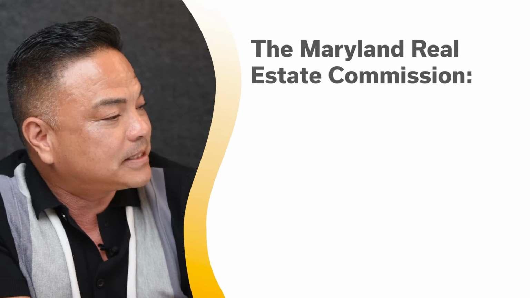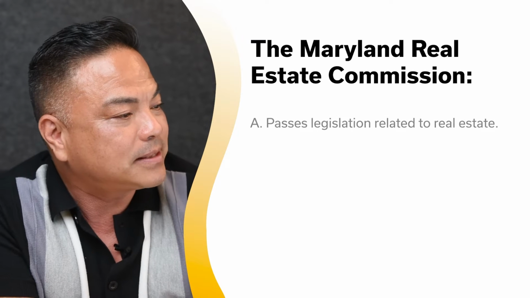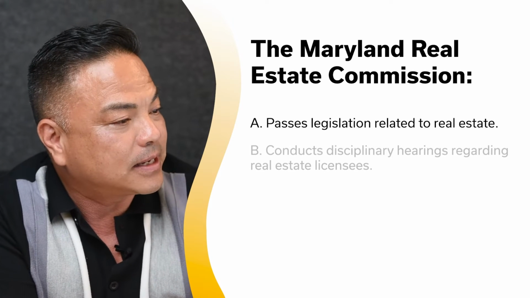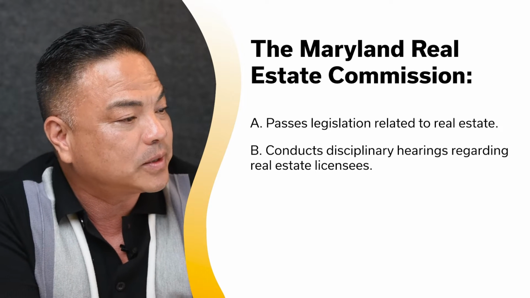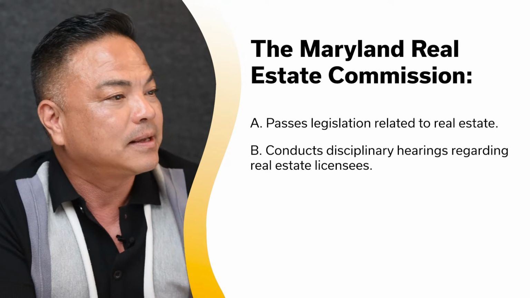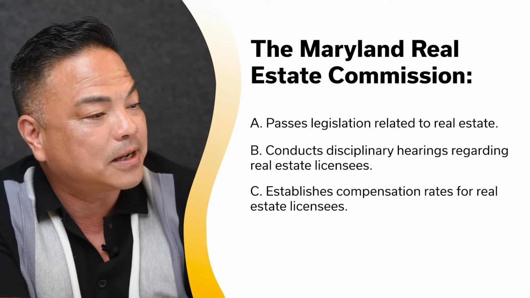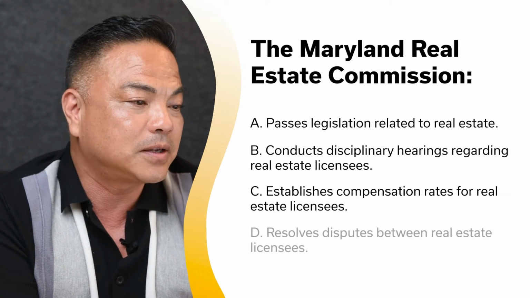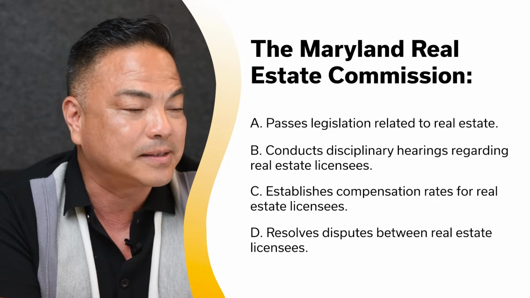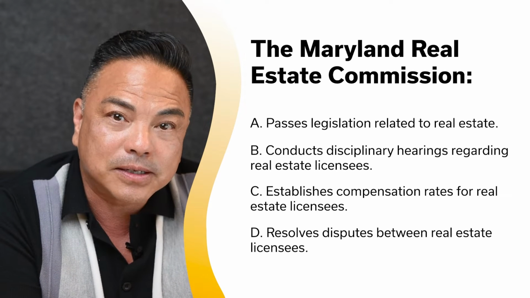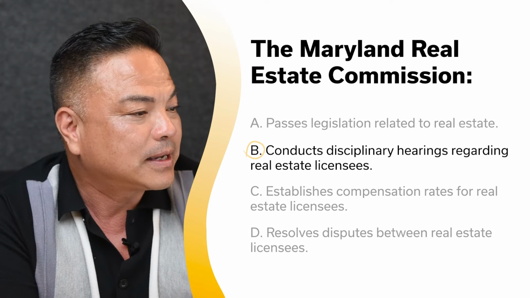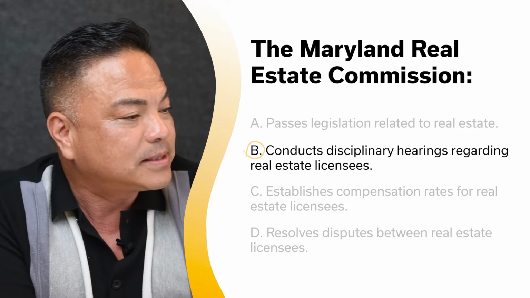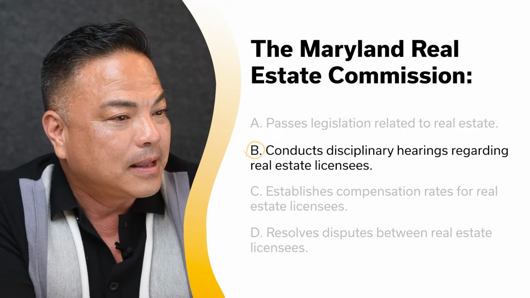The Maryland Real Estate Commission, A, passes legislation related to real estate. B, conducts disciplinary hearings regarding real estate licensees. C, establishes compensation rates for real estate licensees. D, resolves disputes between real estate licensees. And the answer is B as in boy, conducts disciplinary hearings regarding real estate licensees.